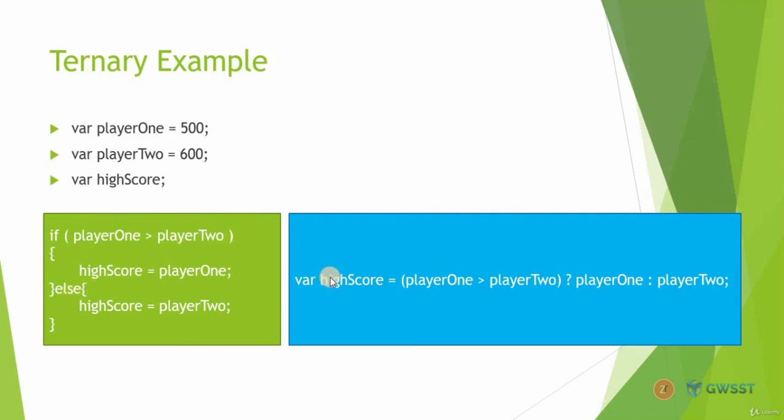Now we can do the same thing with the ternary operator. So we will set the variable high score, and here we are going to check whether player 1 has a score greater than player 2. If this condition is true, then we'll take player 1 as the high score, or else we will take player 2 as the high score.